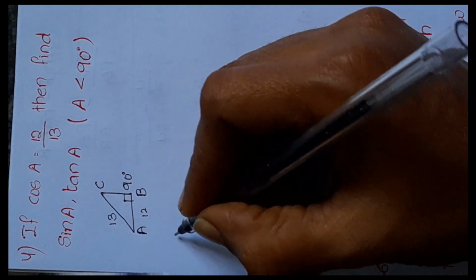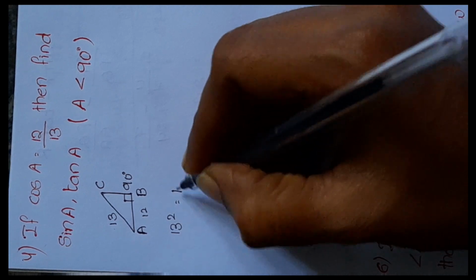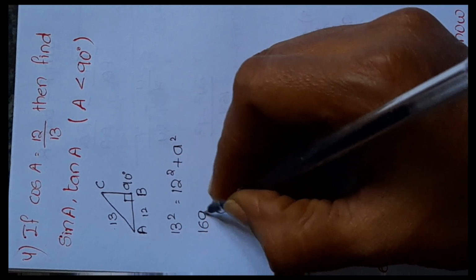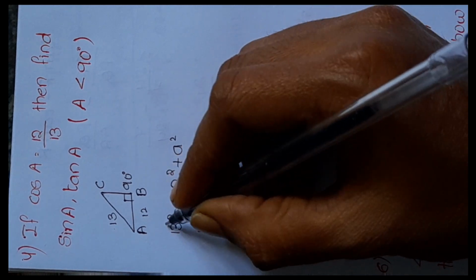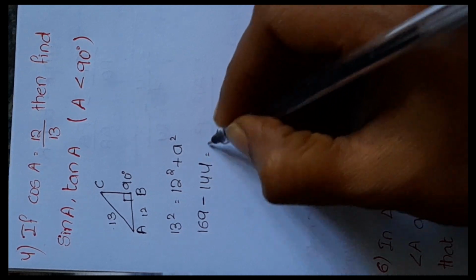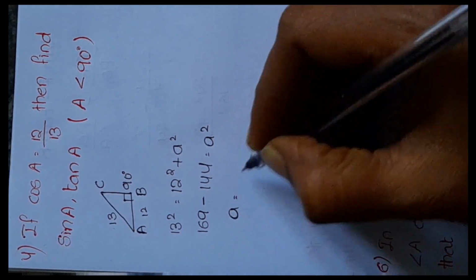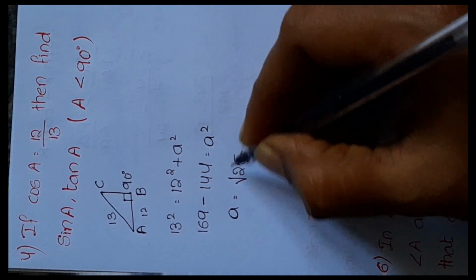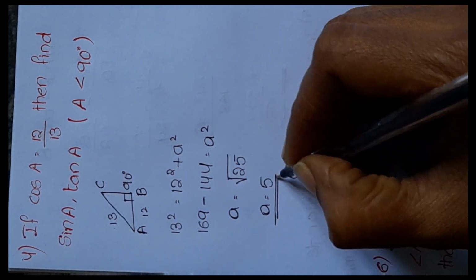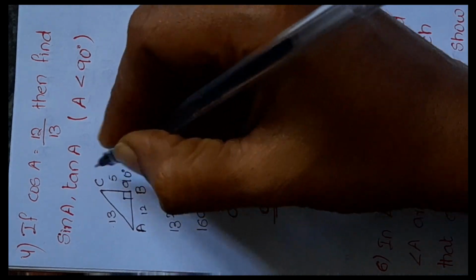We should find BC. From the Pythagoras theorem, 13 square is equal to 12 square plus A square. 13 square is 169. When 12 square comes to right side, this becomes minus 144 is equal to A square. A square is equal to 25. A is equal to root of 25. From this we get A is equal to 5. BC is equal to 5.